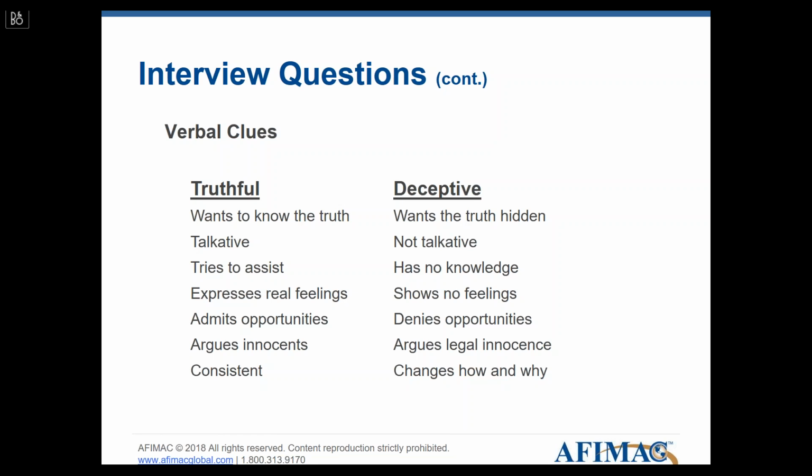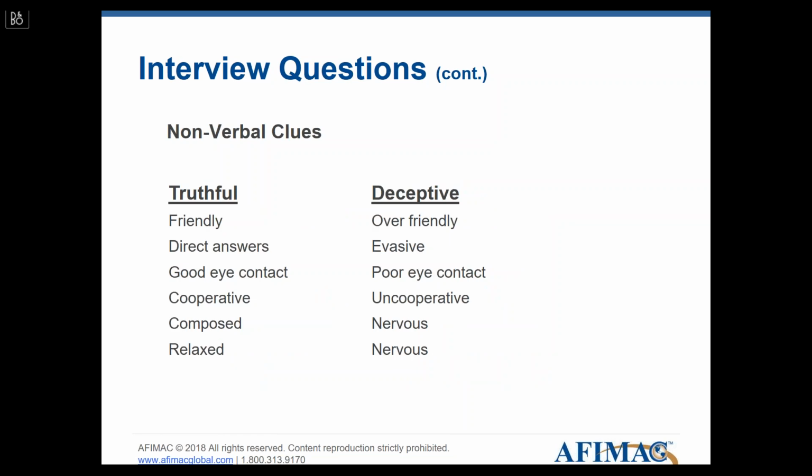Truthful people tend to be consistent. Deceptive people tend to change the how and why, or things don't necessarily come out in a logical or chronological order. Again, we talked about friendly, overly friendly, direct answers versus evasive answers, good eye contact versus poor eye contact. I don't put a lot of stock in that. There are individuals that struggle with that. They're nervous, they have anxiety. Truthful people tend to be cooperative versus uncooperative. Again, truthful people tend to be more composed versus nervous, relaxed versus nervous.